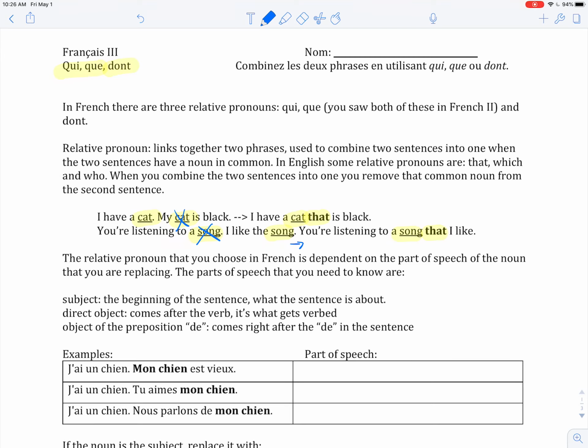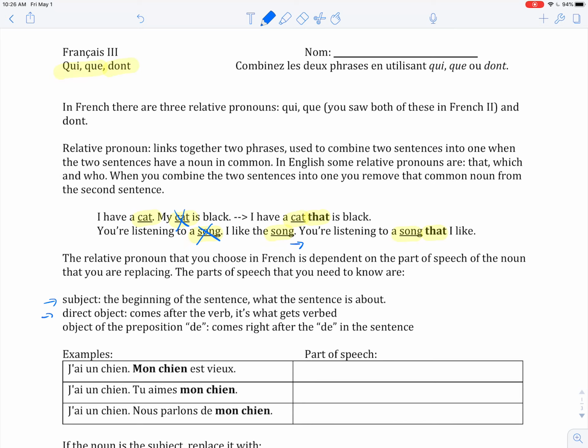We haven't really talked about object of preposition, but an object of a preposition is any noun that comes right after a preposition in a prepositional phrase. So with de, it can mean about. So it might be about the girl, as in the sentence, we're talking about the girl. We've already talked about subjects a lot this year, so we know that the subject is in the beginning of the sentence. It comes in front of the verb. It's what the sentence is about. Direct objects, they come after the verb in the sentence.